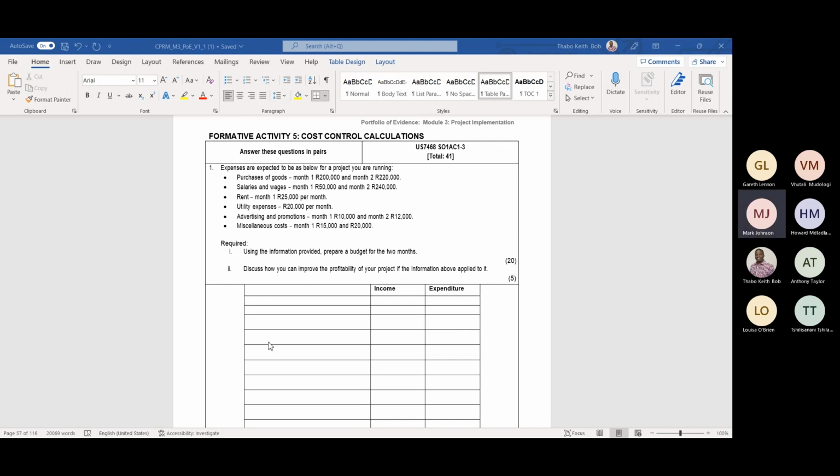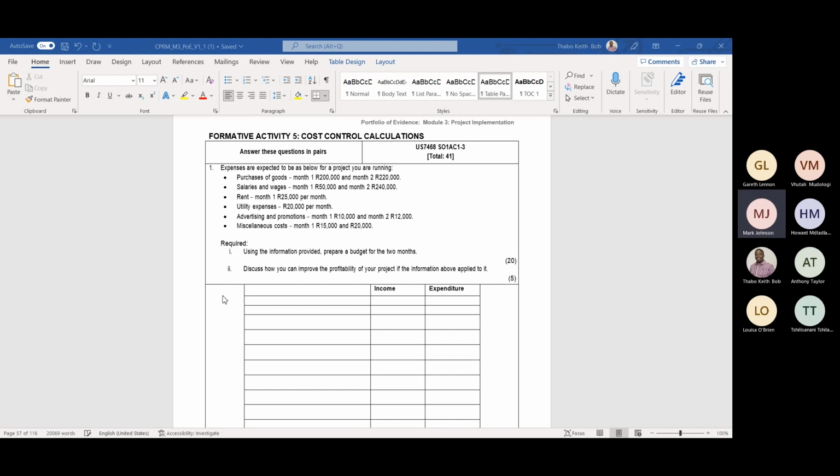Utilities expenses 20,000 per month. So that one we need to times 2. And rent. Okay, are we agreeing? Yes. Yeah, the rent and utilities seem to be times 2. Advertising, they gave us a breakdown for each month.